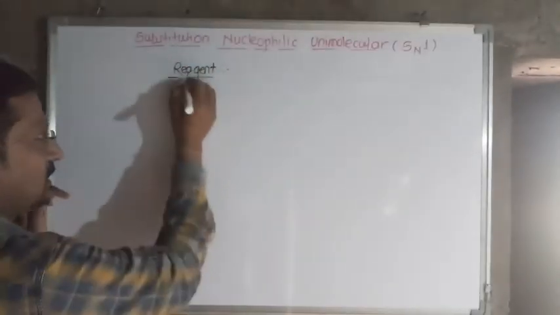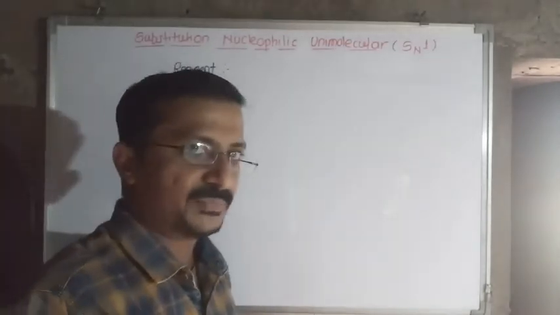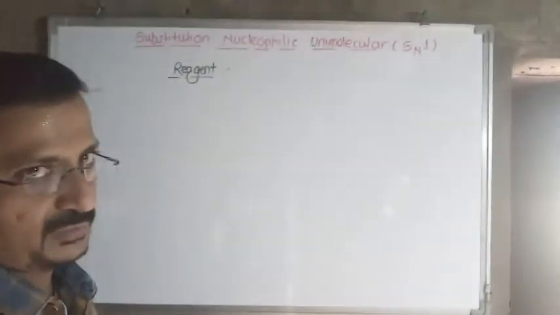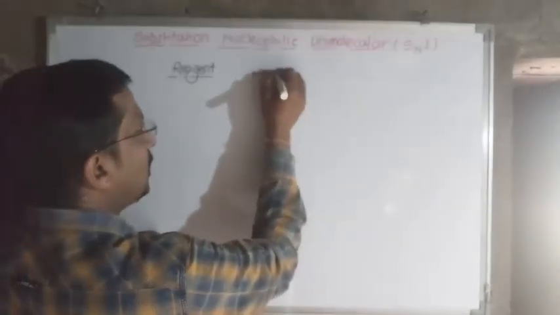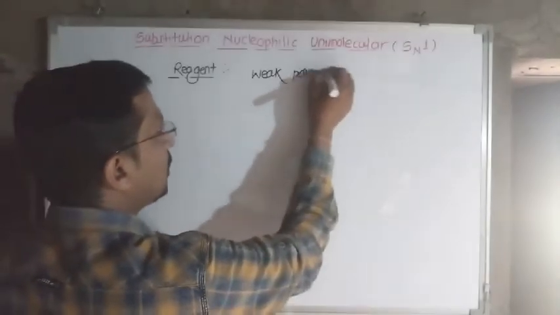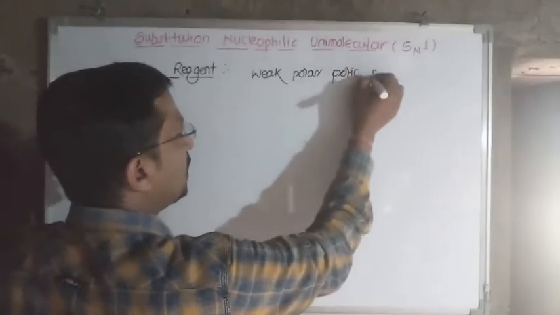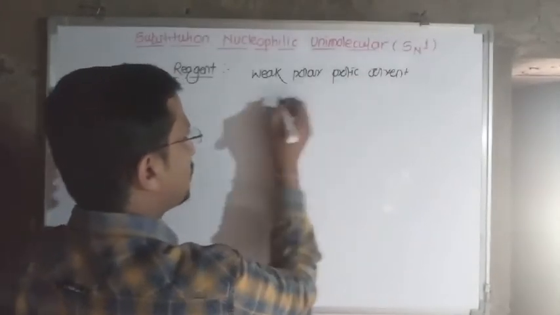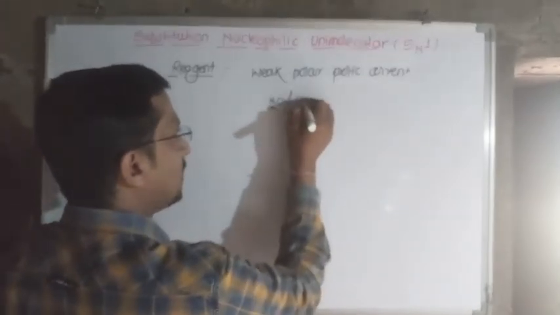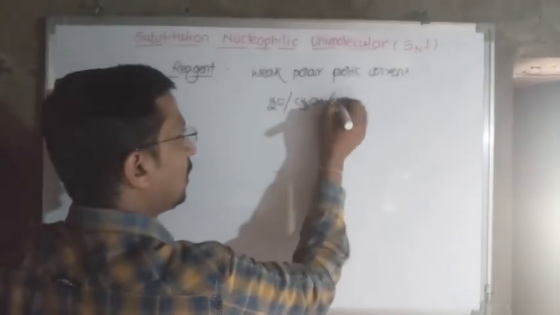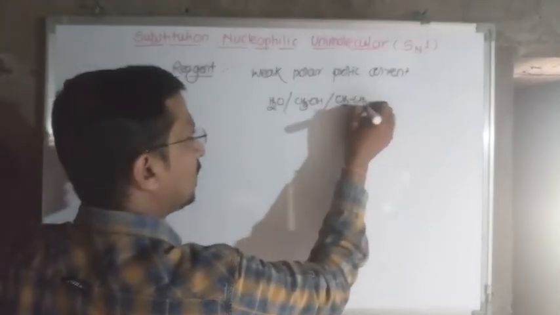Actually in the SN1 reaction, the solvent also acts as the reagent. Now if you observe the SN1 reaction, the solvent used is a weak polar protic solvent, like water, methyl alcohol, or ethyl alcohol. Why is a weak protic solvent used here for the SN1 reaction?